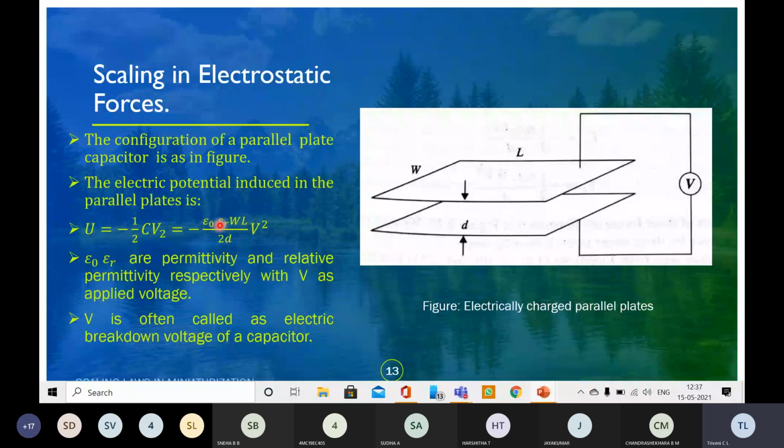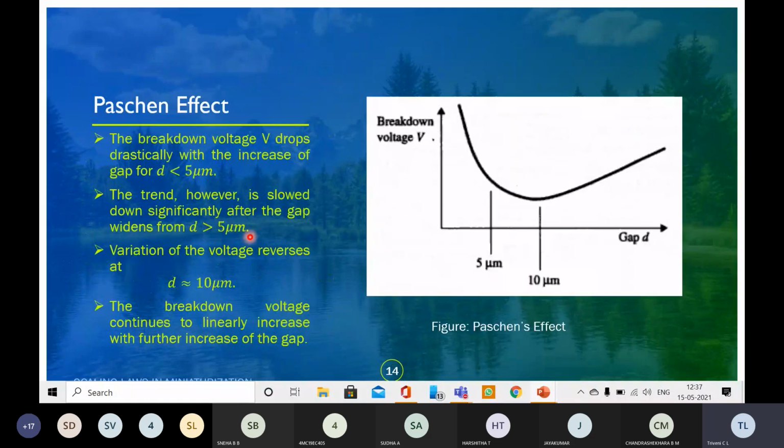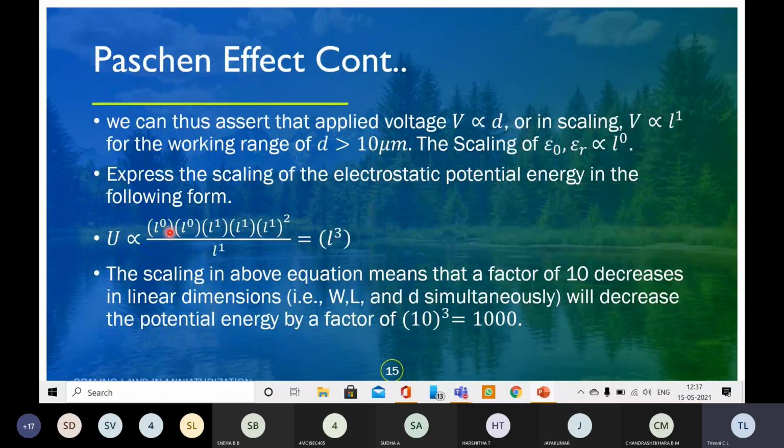Since we have taken these values as L to the power of 0, you can see epsilon naught, epsilon R, and W we have taken as L1. L also we have taken as L1 itself here. Next, V square is represented by L to the power of 1 whole squared, divided by D, so that is also taken as L to the power of 1 itself. And the constants we have just left out. So what will we get here? We'll get L cube. You can see it in this figure, it is L cube here.